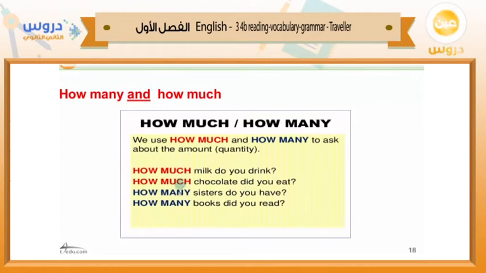Did you eat? How many sisters? Now we can count sisters. This is why we say many. How many sisters do you have? I have 3, I have 4, I have 10, I have 1. You can count. How many books? You can count books. How many books do you have? I have 10 books, I have 14 books, I have 1 book, and so on.